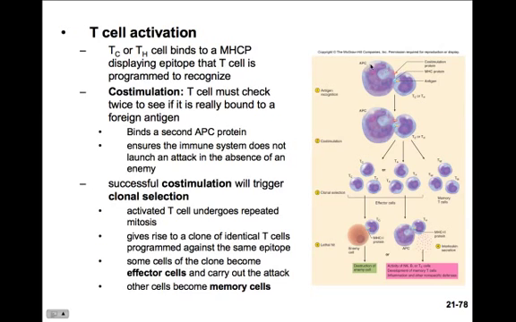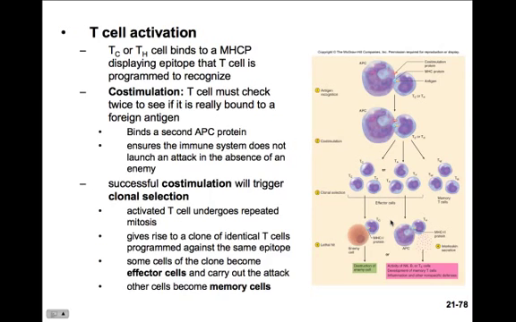So we have presentation of the antigen by MHC proteins on the cell surface. This will activate either TC or T sub H cells, and you need to have two of them signal that yes, indeed, this is a foreign antigen. After which point we'll have clonal selection, repeated mitosis, creation of many clones of the cells that are programmed against the same specific antigen.